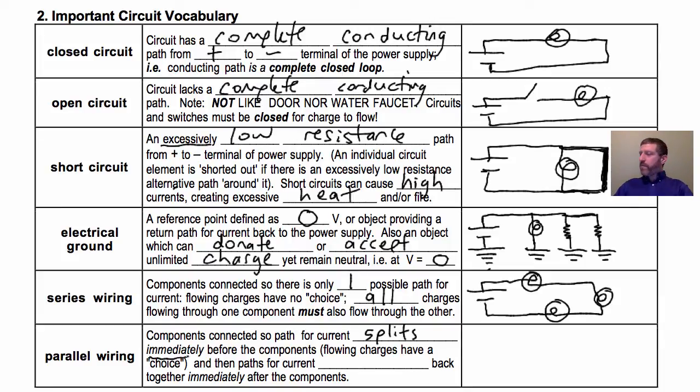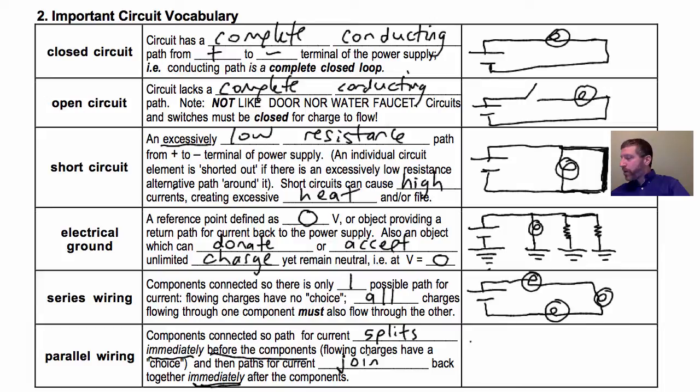I'm going to underline that, immediately before the components. So flowing charges have a choice. And then the paths for the current join back together immediately after the components. To be in parallel, the current has to split immediately before the components, and then has to join back together immediately after the components. So we'll see what that means.